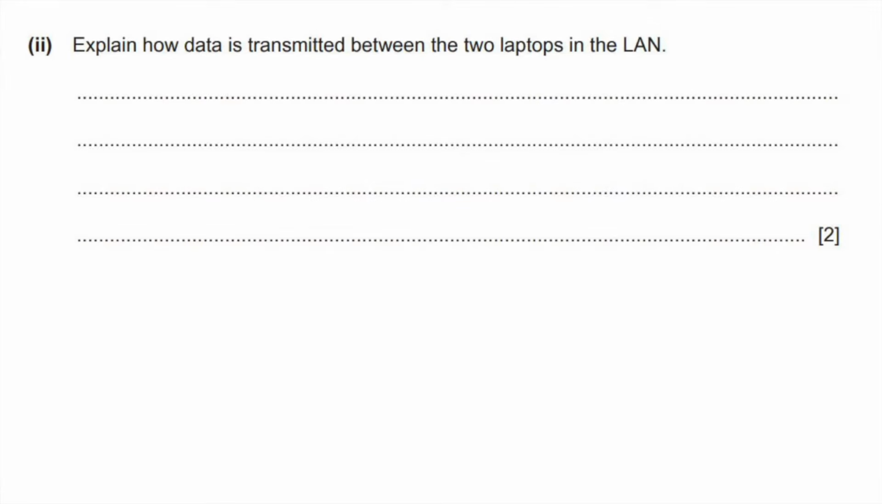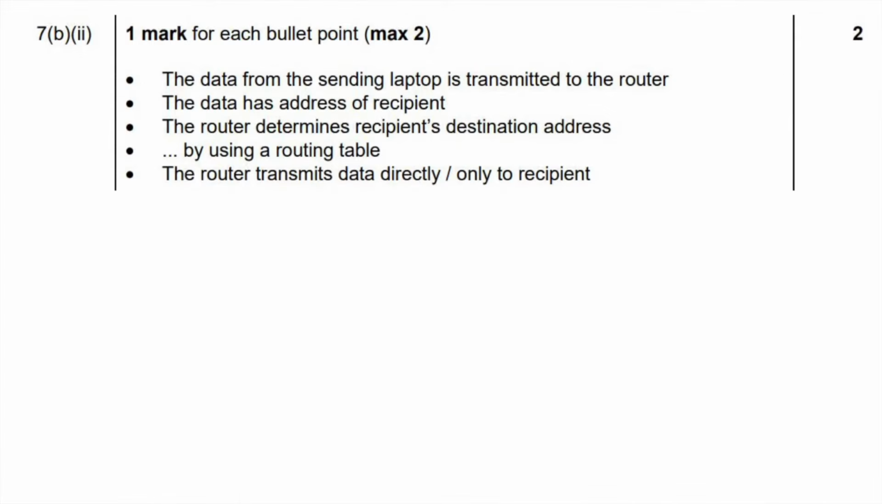Next, explain how data is transmitted between two laptops in the LAN. Data is sent from the sending laptop and transmitted to a router or a switch. The data has the address of the recipient. And really we're talking about data packets. If you remember earlier when we talked about data packets, each data packet contains one piece of data and the destination of that piece of data. All the data packets are sent one by one, or in some order, to the destination and put back together, and we basically have our data at the destination.